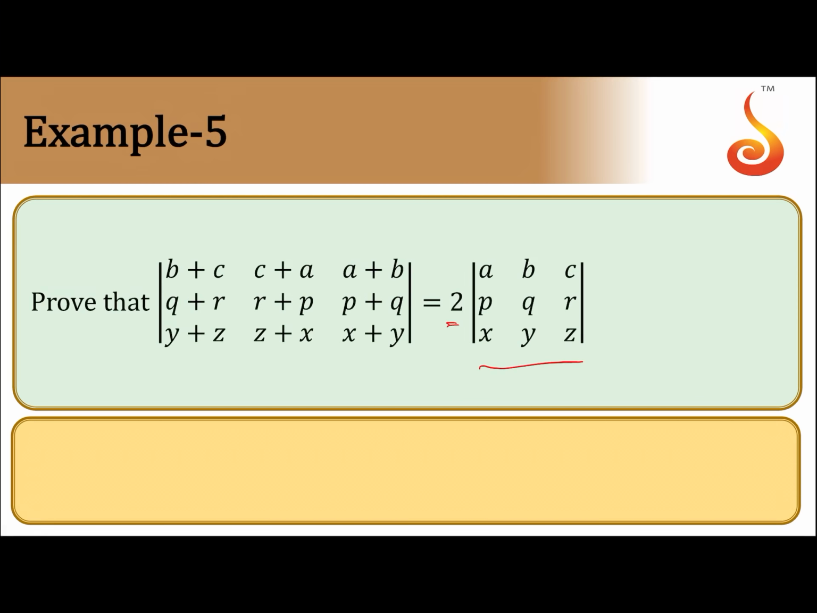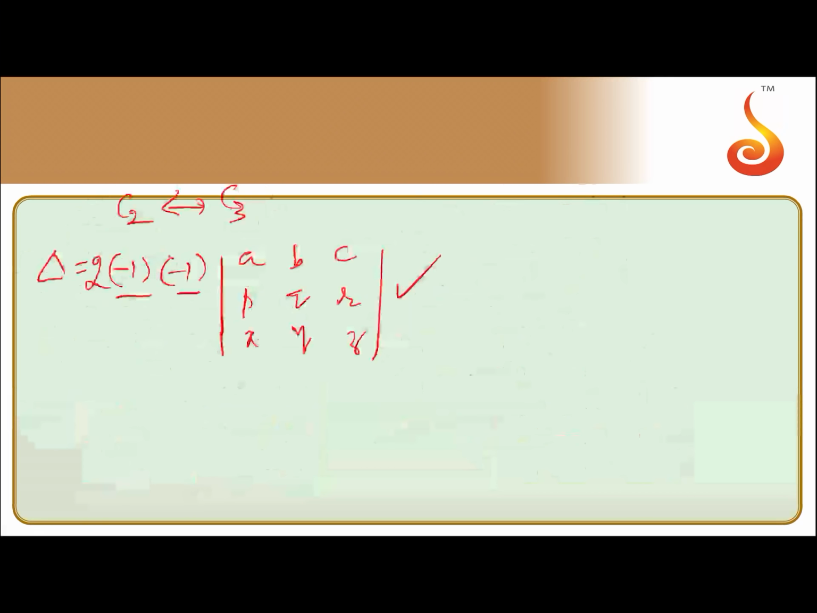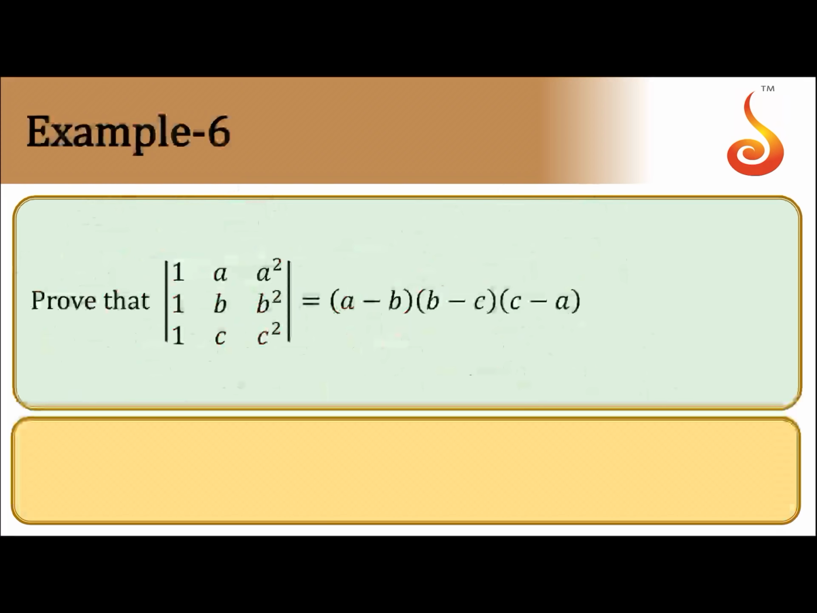So it is twice the determinant with rows A, B, C, P, Q, R and X, Y, Z. Hope it's clear. Right? Let's proceed to one more example.